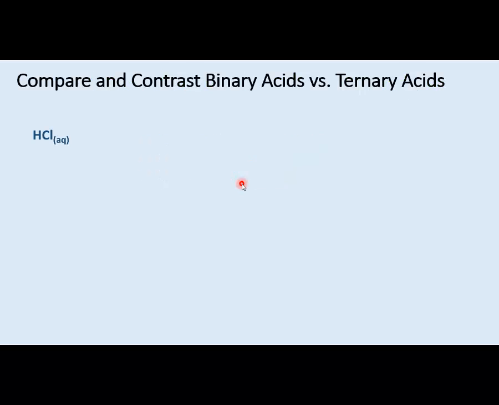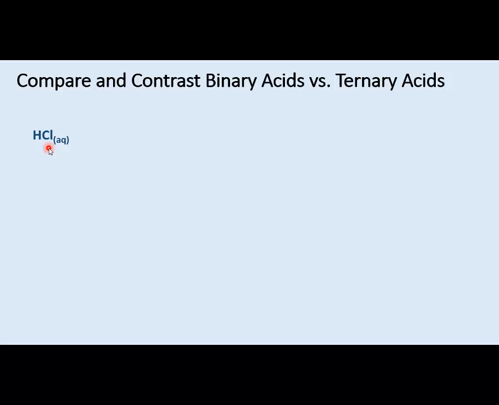The next thing that we would like to look at is comparing binary acids versus ternary acids. So my binary acids will have usually just two elements present, hydrogen and a secondary element. So here I have a binary acid with hydrogen and chlorine. A ternary acid would have three elements. It would have hydrogen, oxygen, and a third element.